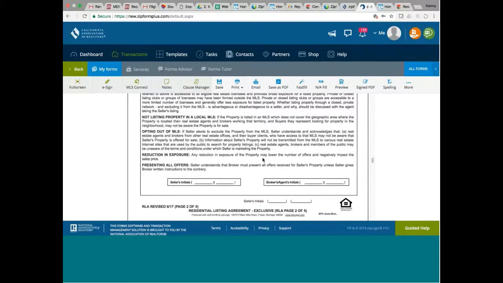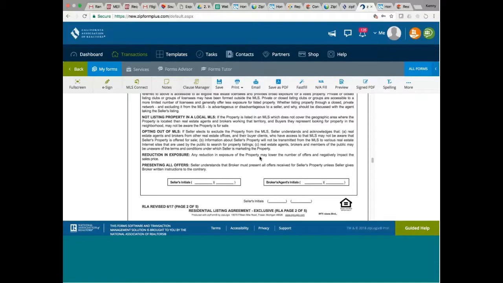And any reduction in exposure of the property may lower the number of offers and then impact the sales price. See, that's why, when you put a property on the market, the more offers you get, the higher sale price you get. Simple logic. You want to get as many offers in as possible. And the way to get as many offers as possible is to give the property the maximum exposure.